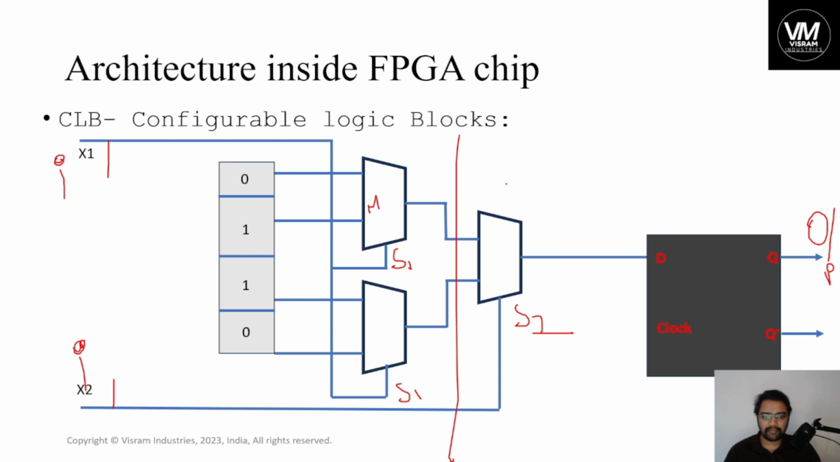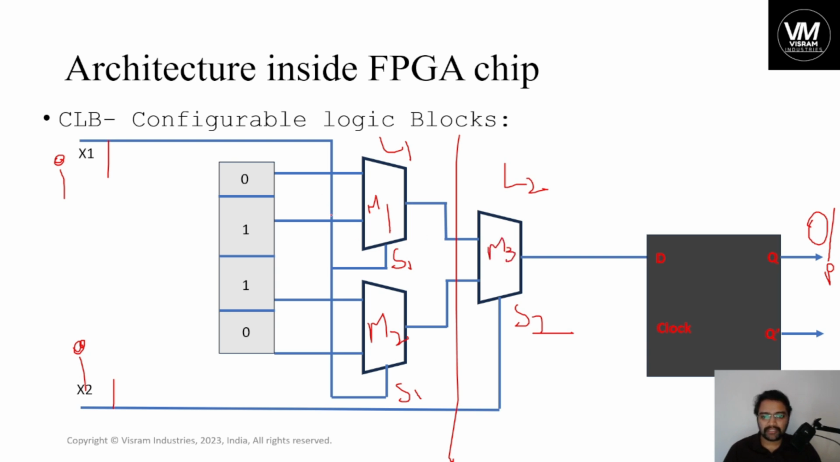Every time we call them levels of muxes. So it is like levels of design implementation. If you take this as level 1 and this as level 2, in level 1 we have two muxes. Let us call them M1 and M2, and this is M3.